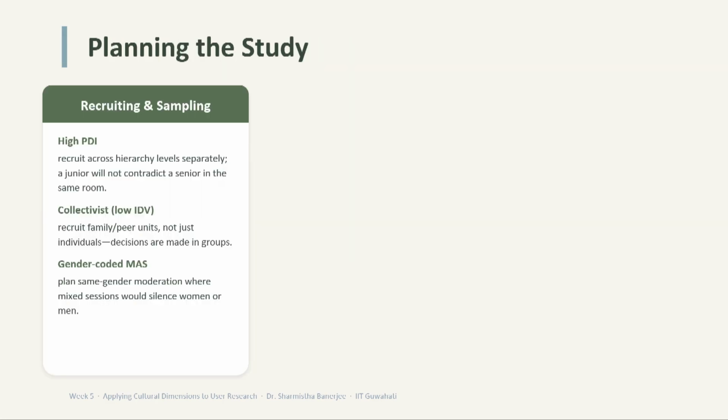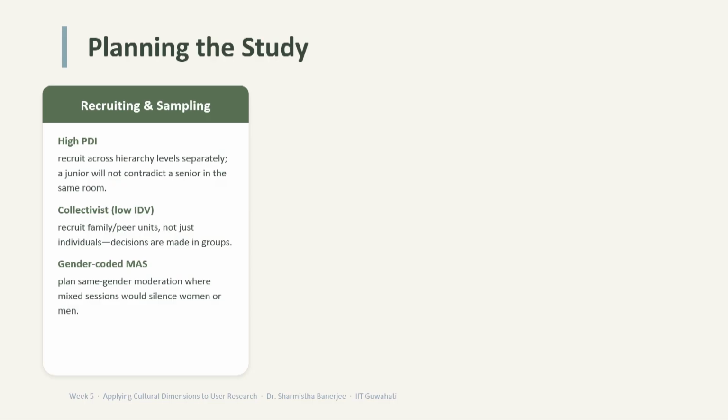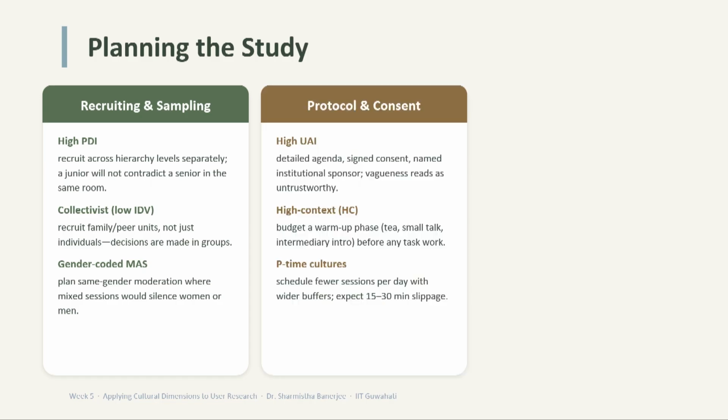So, when you are planning the study, if you are recruiting and sampling high PDI people, recruit across hierarchy levels separately. A junior will not contradict a senior in the same room. In a collectivist society, where people work more in groups and there is low individualism, recruit family or peer units, not just individuals, because decisions are made in groups. Gender coded, plan same gender moderation where mixed sessions would silence women or men. Protocol and consent. High UAI, detailed agenda, signed consent, named institutional sponsors. Vagueness reads as untrustworthiness.